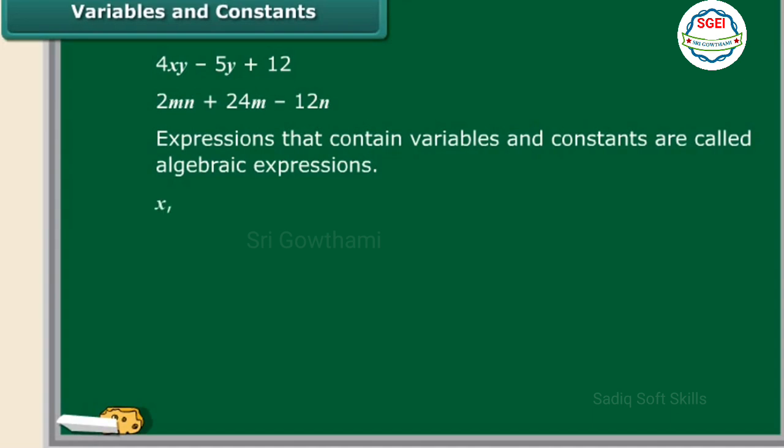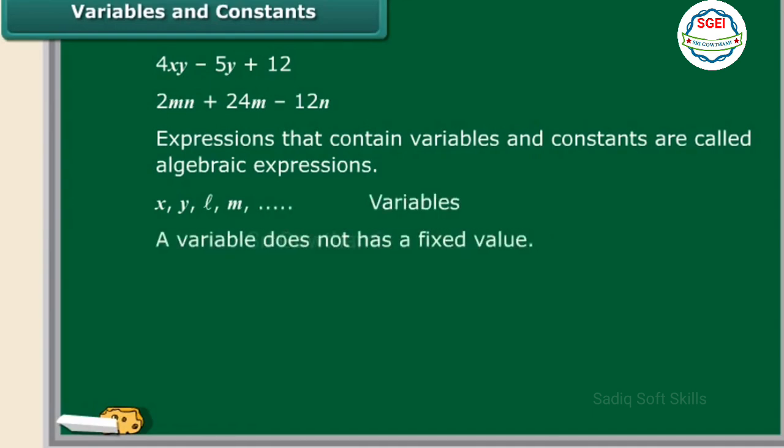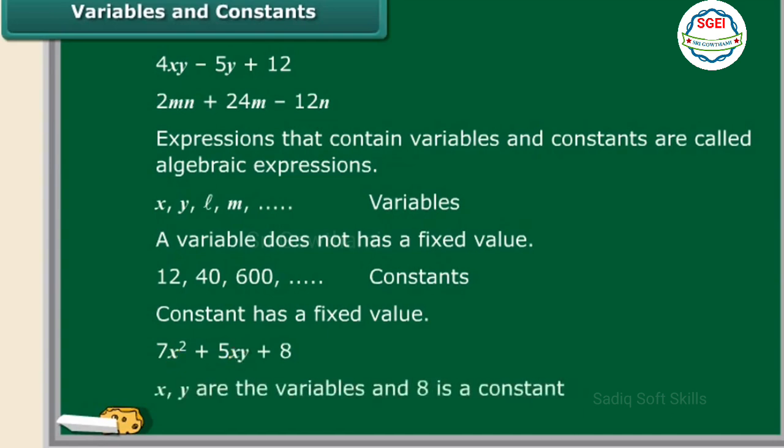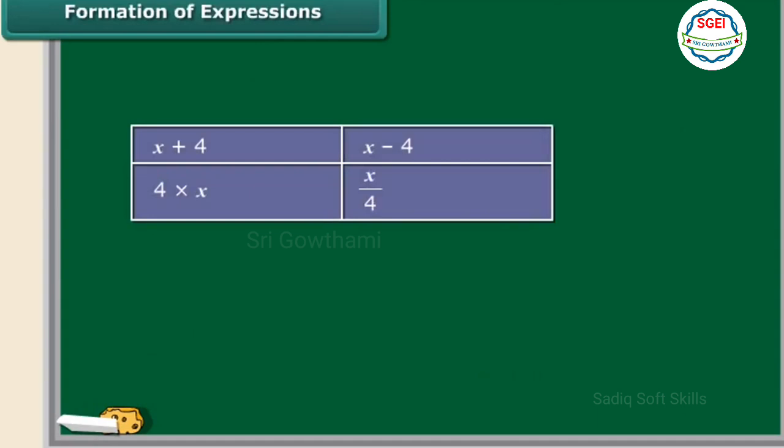The letters such as x, y, l, m and so on are used to denote variables. So a variable can take various values and its value is not fixed. On the other hand, a value that does not change is a constant. So in the expression 7x squared plus 5xy plus 8, x and y are the variables and 8 is a constant. Algebraic expressions are formed by combining variables and constants with the help of addition, subtraction, multiplication, and division.